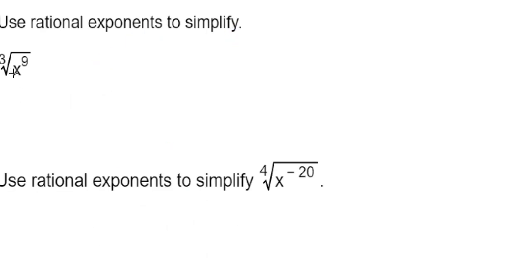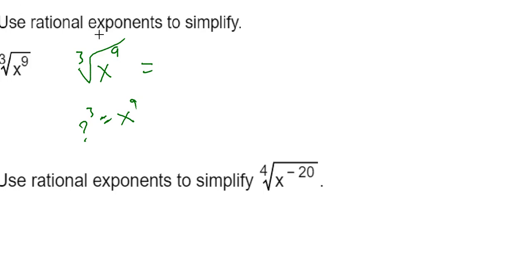I'm sorry, this problem looks like it's getting cut off a little bit over on the left-hand side, so I'll rewrite it. It's the cube root, I'm pretty sure it's a cube root, of x to the 9th power. So we want to simplify this and use rational exponents to do so. Instead of trying to say, what raised to the 3rd power will give me x to the 9th power, which is one way you could answer this question, it's suggesting that we convert from radical form to exponential form, and it'll simplify that way.